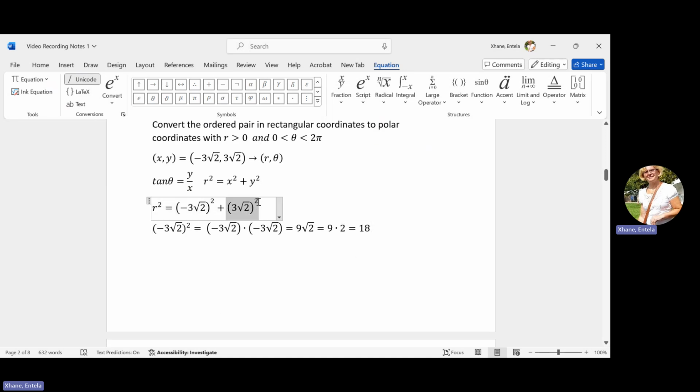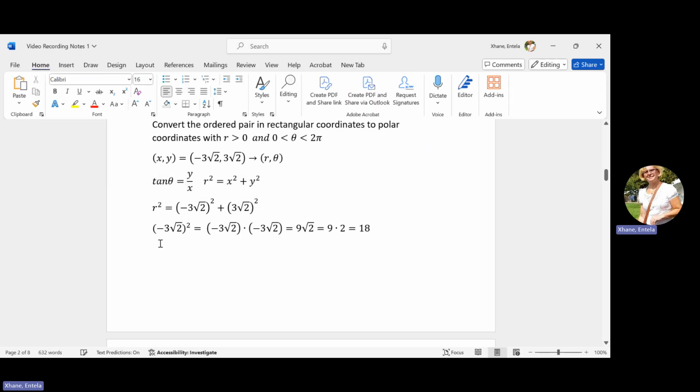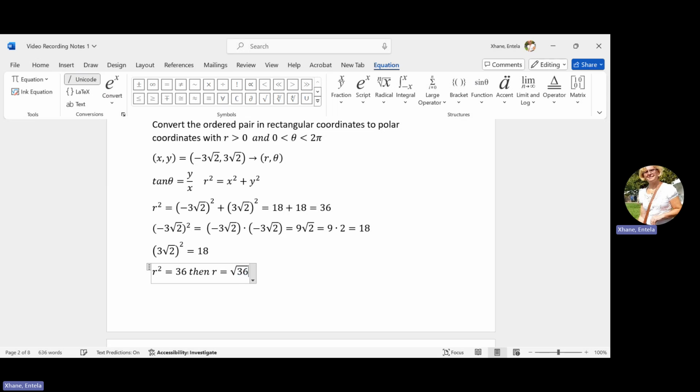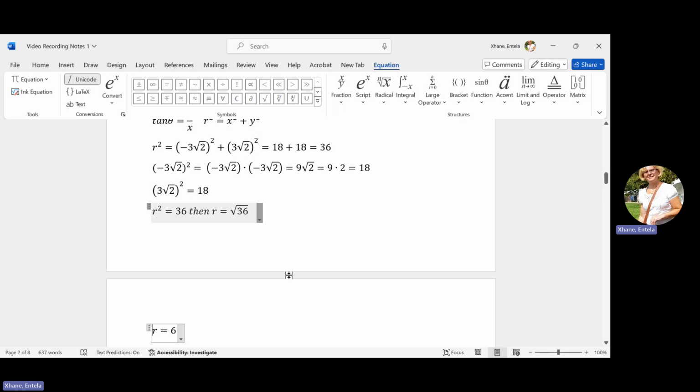Now you can do exactly the same thing for the other one. And then all you are going to get is another 18. So your radius squared is going to be 18 plus 18, so it's 36. And then if r squared is 36, then r is equal to the square root of 36. Now the directions are clearly saying r must be a positive number, so r therefore is 6. So this is how we get r.